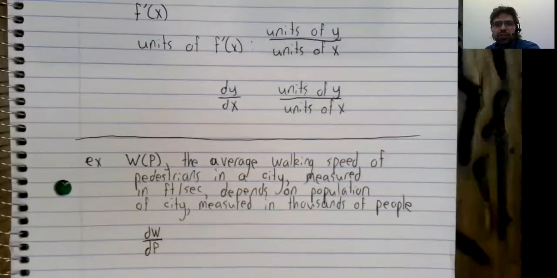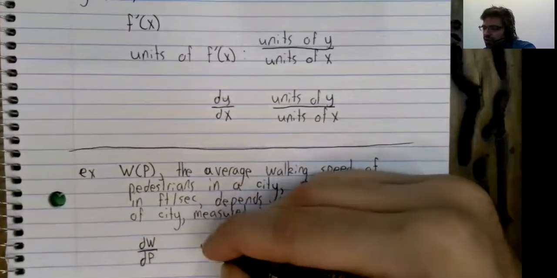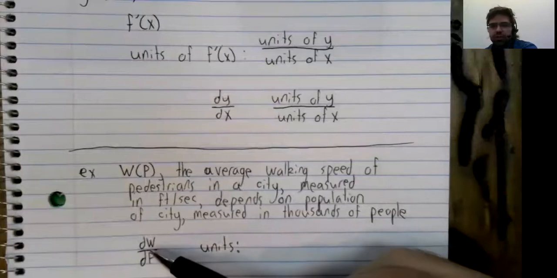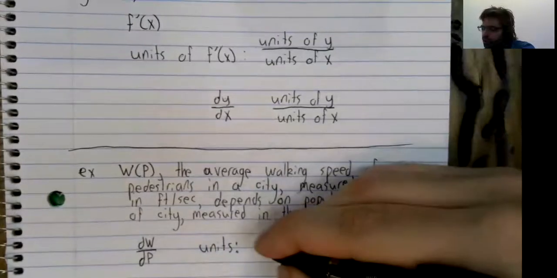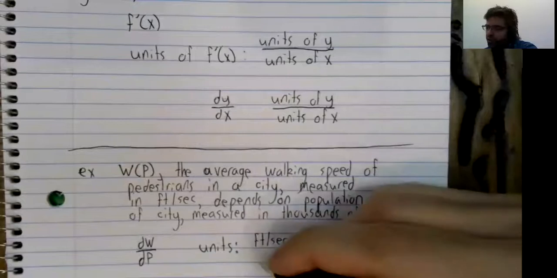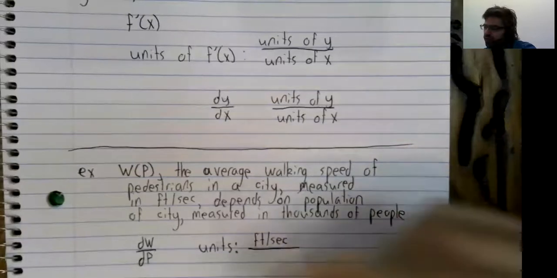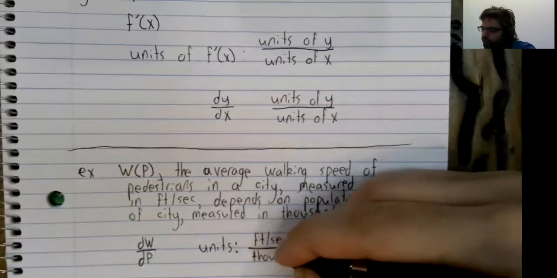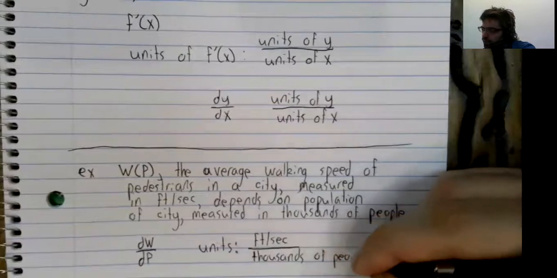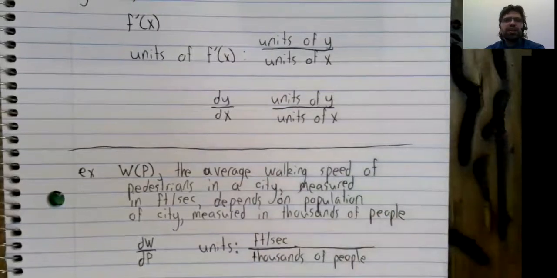But what we can do is talk about the units of this thing. The units are the units of the walking speed, feet per second, divided by the units of the population. Feet per second per 1,000 people.